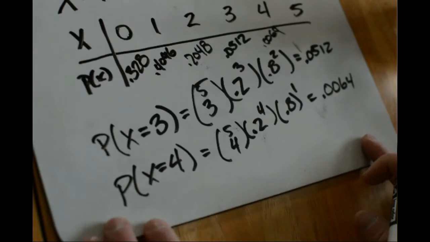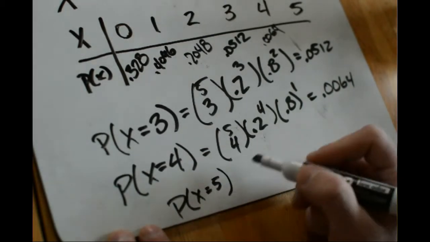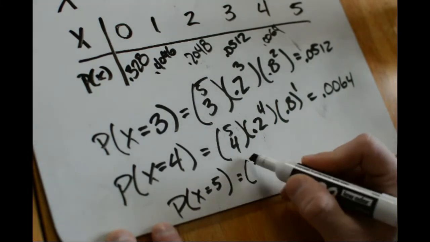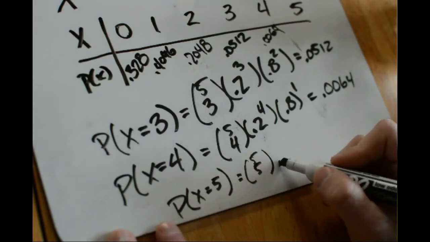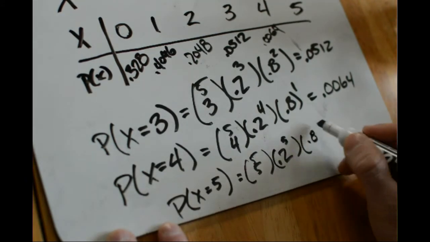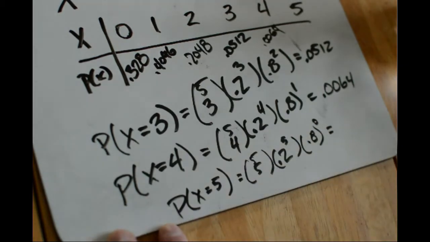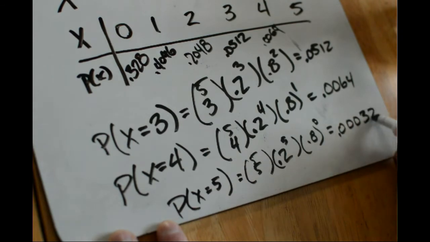And then finally, we'll take a look at one last one, the probability that x is equal to 5, that you get all 5 right. So that is 5 choose 5, which is really just 1. There's only one way to get them all right. Times 0.2 raised to the fifth, times 0.8 raised to the 0, because we didn't get anything wrong. And that probability is 0.00032.